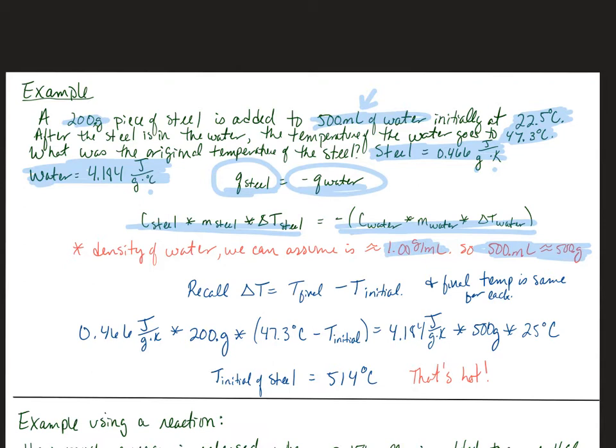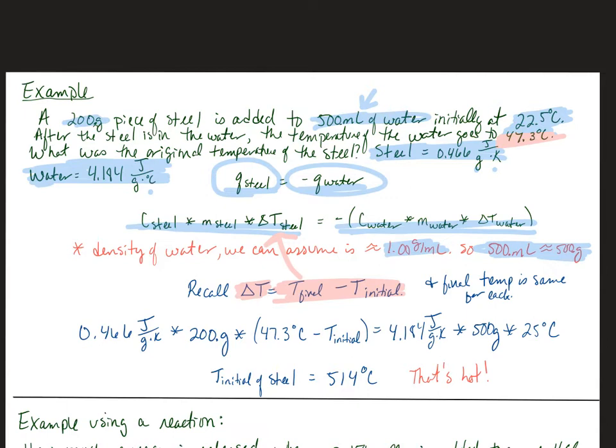One other thing to remember is that when we're talking about change in temperature, it's the final temperature minus the initial temperature. So when we put this in, sometimes we actually have to put in the T final minus T initial. But the final temperature for both of these should be the same thing because they have equilibrated, which is 47.3 degrees. So now we just basically plug numbers in and find our solution.